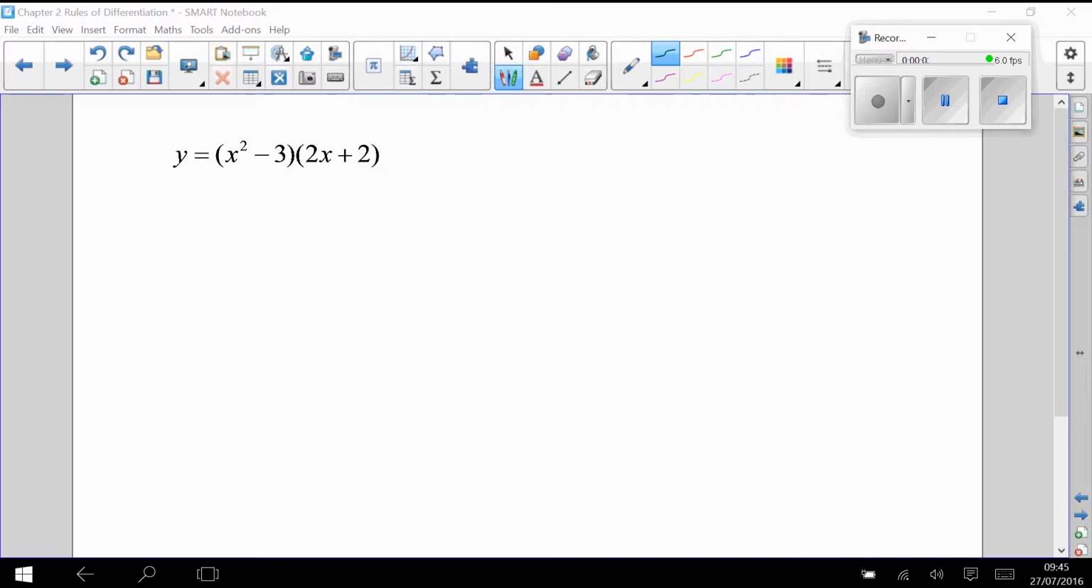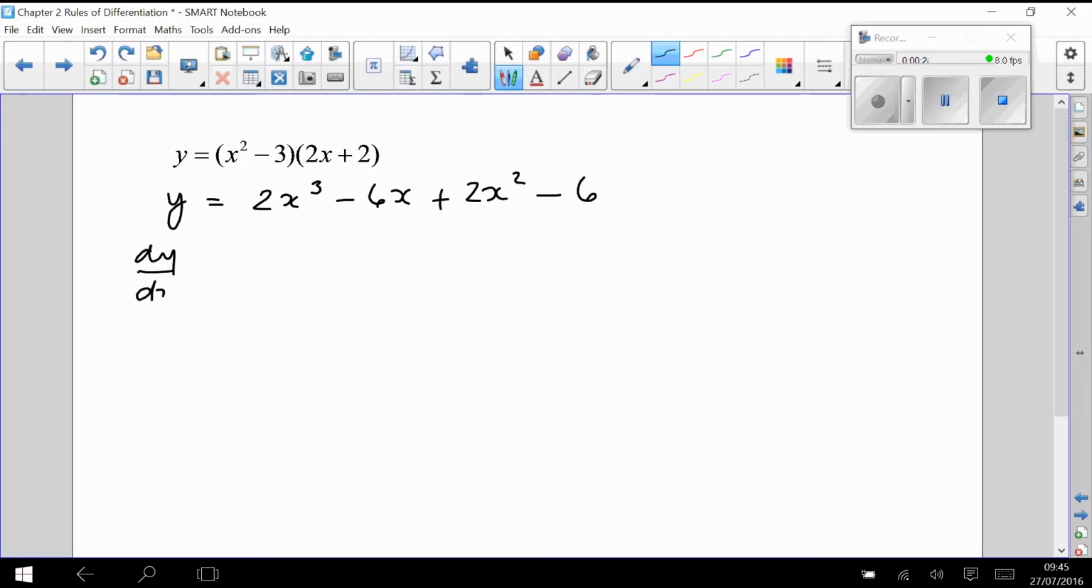Once again, if I had wanted to find the derivative of this function, I would have had to multiply out the two brackets, get terms, and then I could have used my power rule. And so my function y could have been written as 2x cubed minus 6x plus 2x squared minus 6. Finding the derivative of this function, the answer is in fact going to be 6x squared plus 4x and then minus 6. All I've done over there is write it in a reducing degree of x.